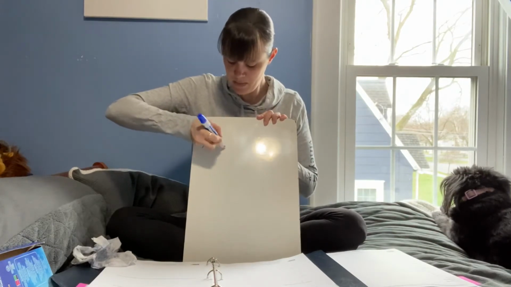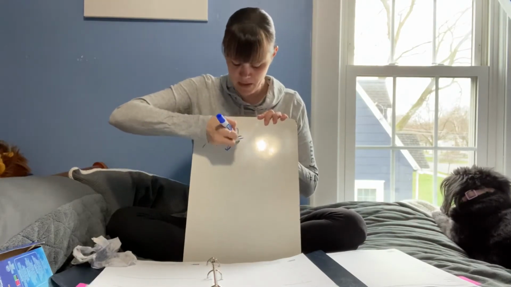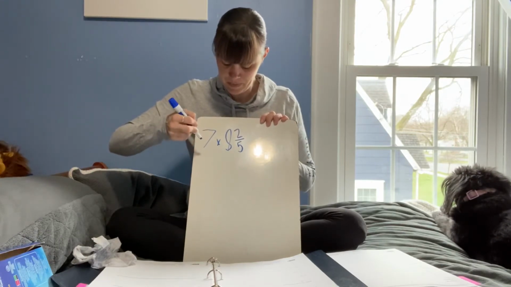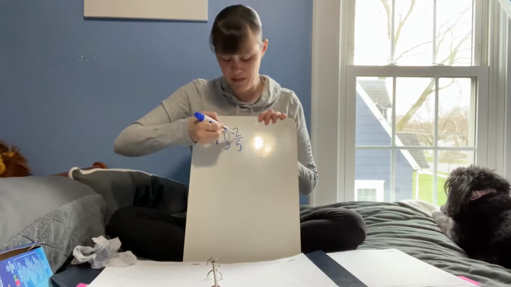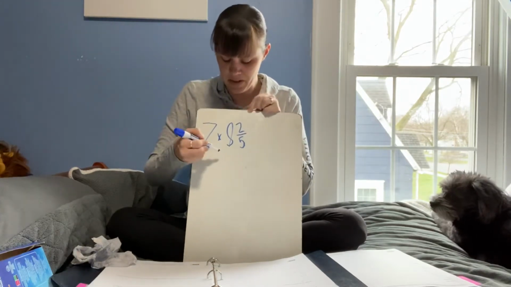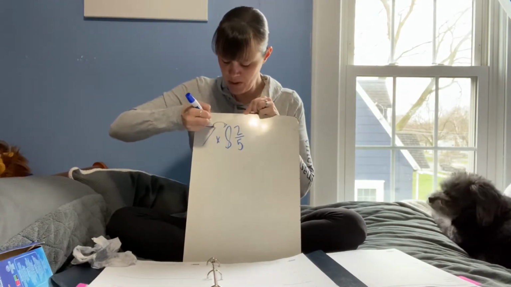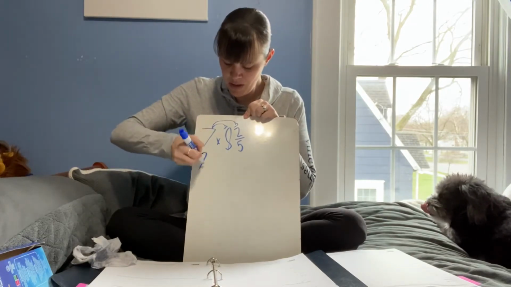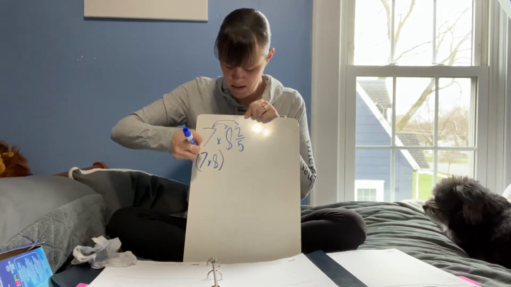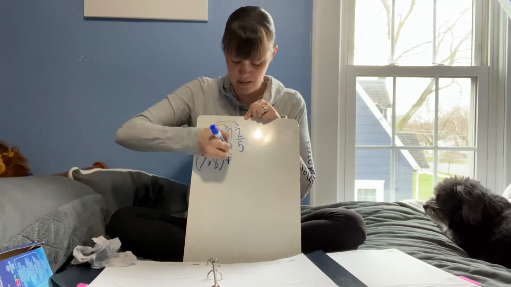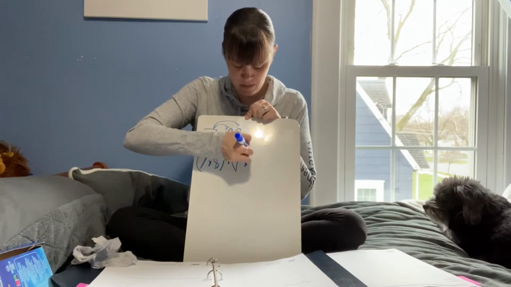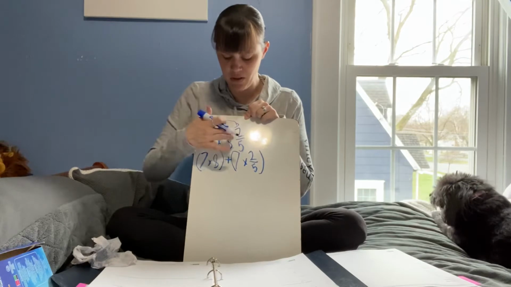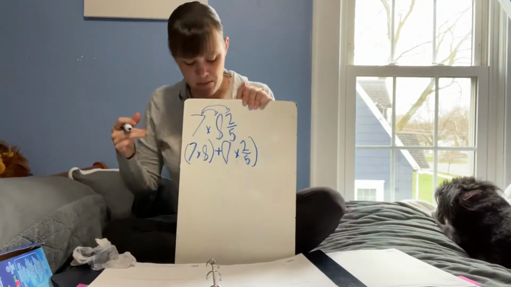7 times 8 and 2/5. Okay, so instead of writing 8 plus 2/5 in parentheses, you could probably just at this point distribute that if you're comfortable. It's up to you. 7 times 8 plus 7 times 2/5. If you'd like to separate this at first, that's fine. I certainly don't have a problem with that.